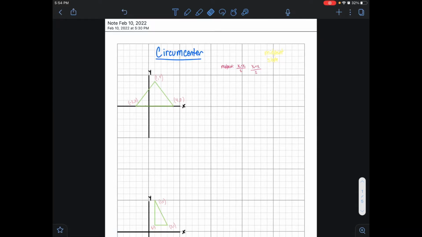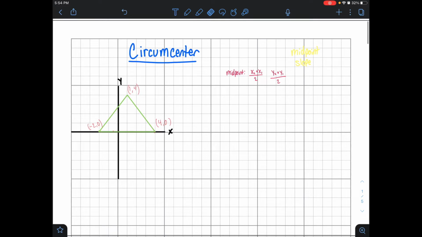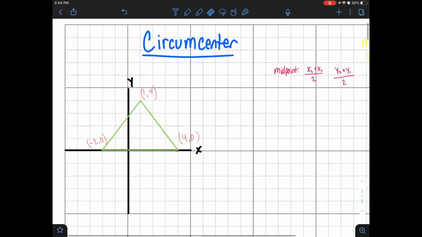Today I'm going to be teaching you a very easy, simple way to find the circumcenter of any triangle. So, we're going to start with this triangle. I'm only using two examples, and I'm going to do this one for you guys, and you guys are going to try to do this one on your own.